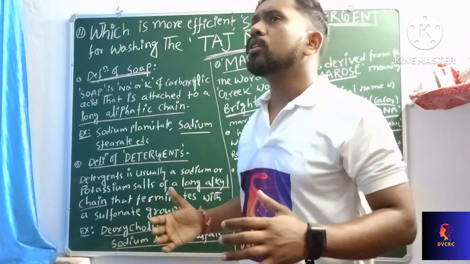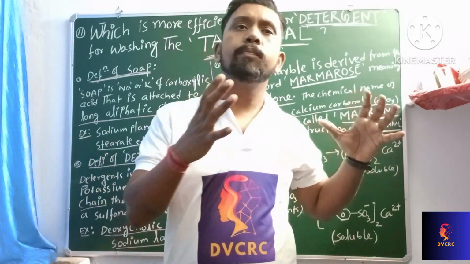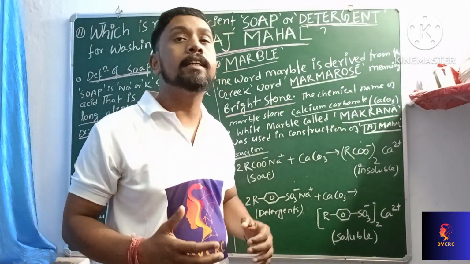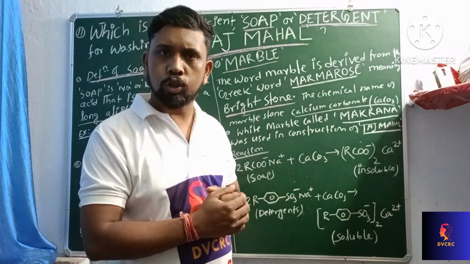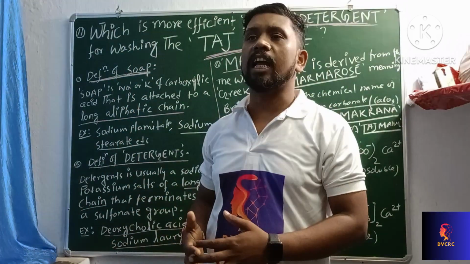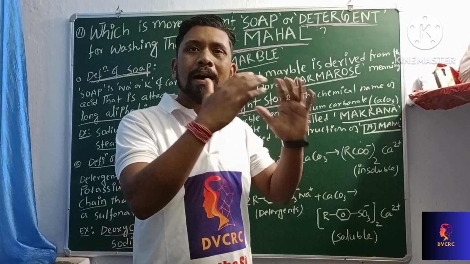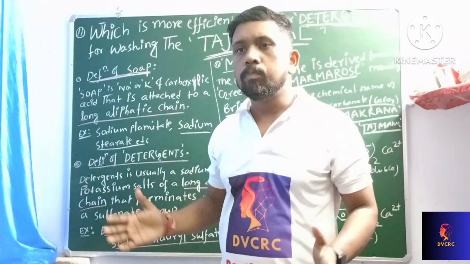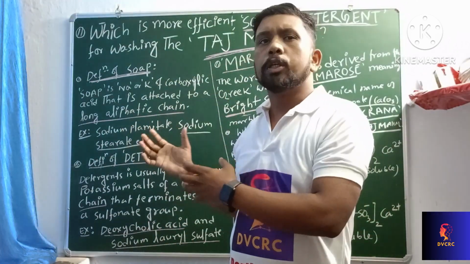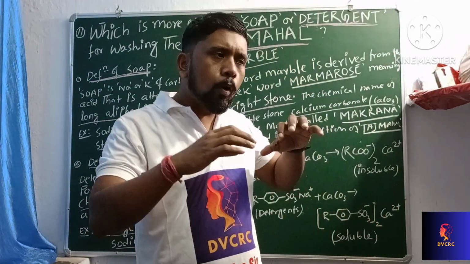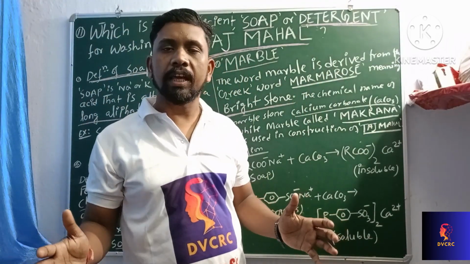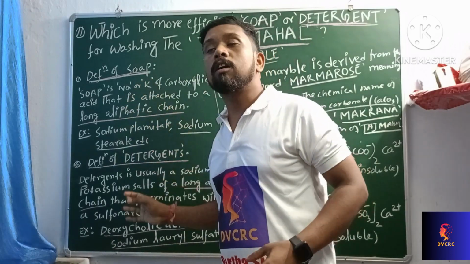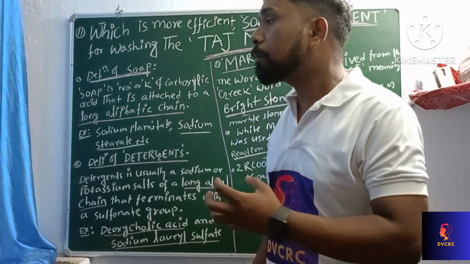In recent times, various things, mainly houses and temples, are constructed using marble stone. And from ancient times, various temples, masjids, and mainly the Taj Mahal were constructed using marble stone. So for cleaning these things, which type of chemical reagents, soaps or detergents, are good or bad, I will discuss.